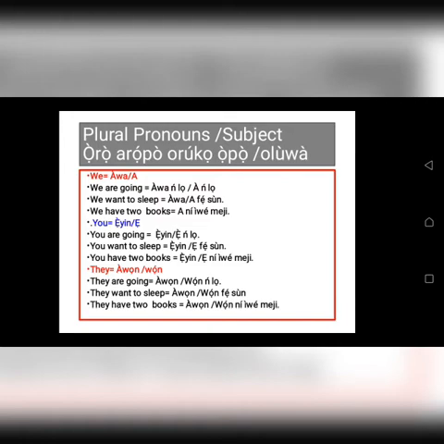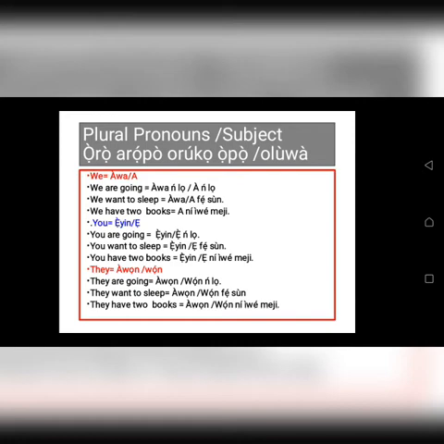They are going, àwọn ń lọ, or you say wọ́n ń lọ. They are the same thing. They want to sleep, àwọn fẹ́ sùn, or wọ́n fẹ́ sùn. They have two books, àwọn ní ìwé méjì, or wọ́n ní ìwé méjì. So just try to understand what we, you and they mean and how to use them.